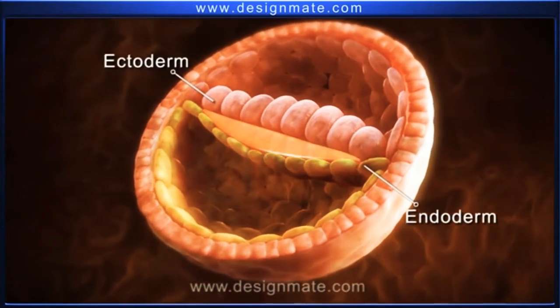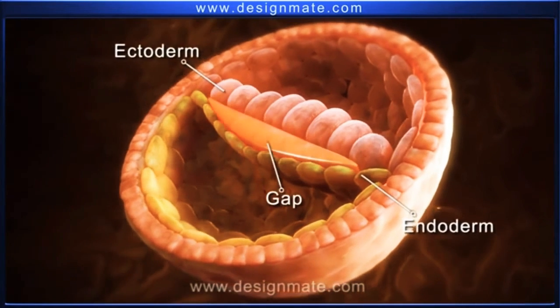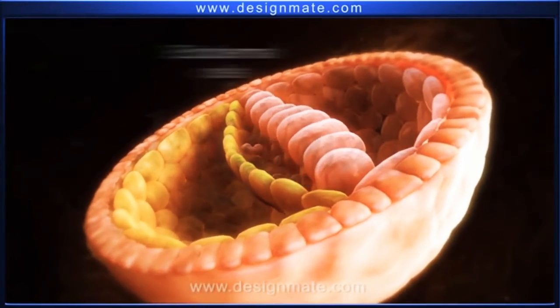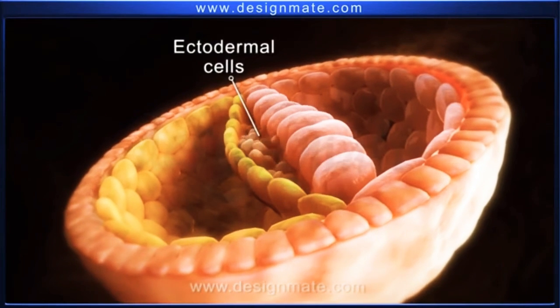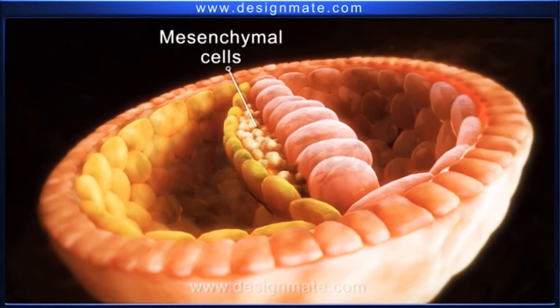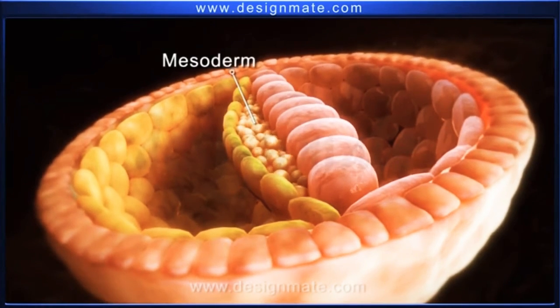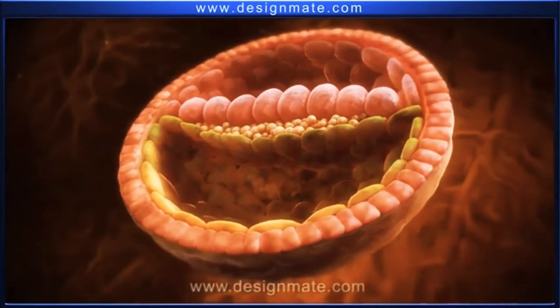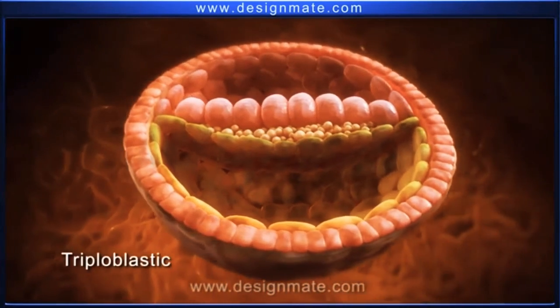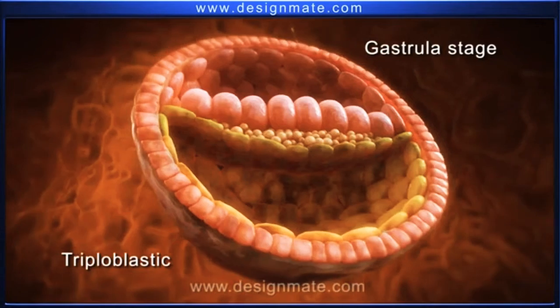A closer look at this region shows a gap between these layers. This gap gradually gets filled up by the dividing ectodermal cells. These cells are mesenchymal cells and form a third layer called the mesoderm. This makes the embryo triploblastic, and this stage is called the gastrula stage.